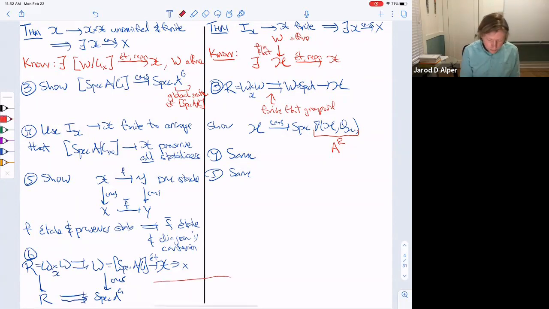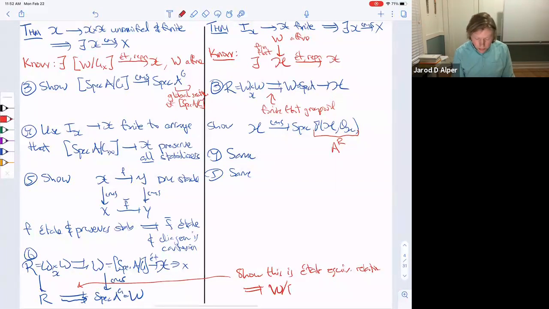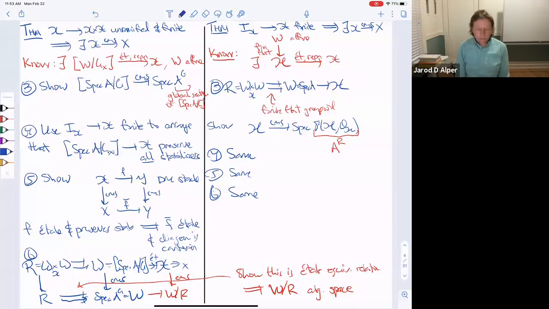And then you show that this is an étale equivalence relation. And this implies that W mod R is an algebraic space. And then if you reduce to the case where this W surjects onto X, then this quotient, this W mod R, is the coarse moduli space we're after. And in the general case, it's the identical argument. Right, so yeah, there you have it. That's a quick sketch of Keel–Mori theorem. And it's a good time to stop for questions.